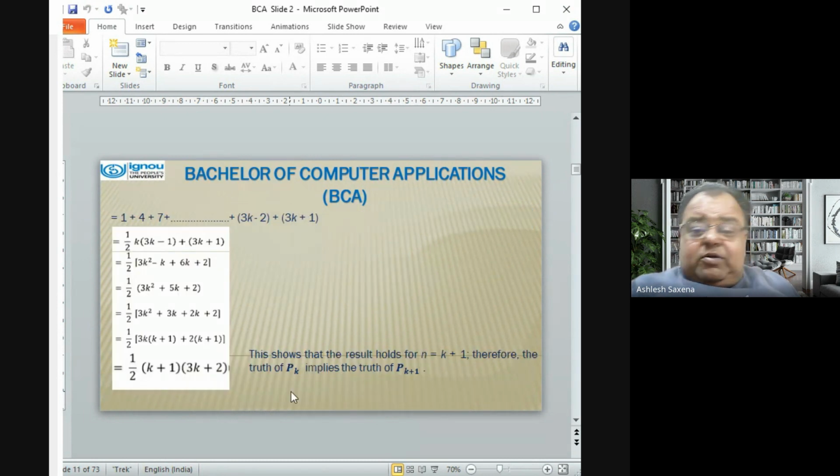So in the conclusion part, what you are supposed to write: this shows that the result holds for n equal to k plus 1. Therefore, the truth of Pk implies the truth of Pk plus 1. This is the closure line, you have to write it. Is that clear? Somewhat clear?